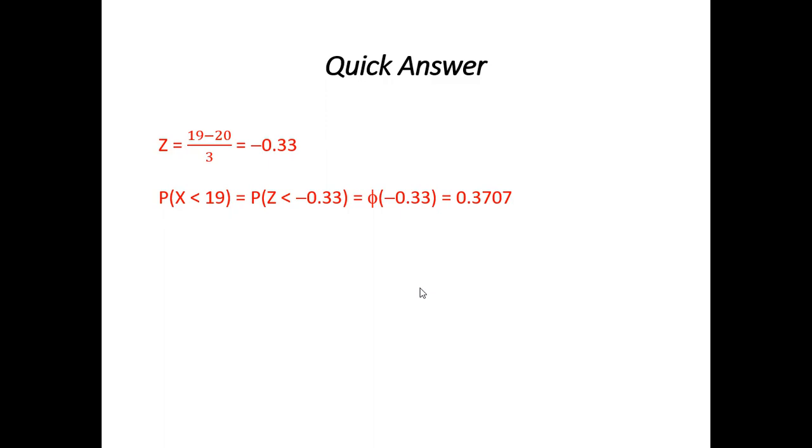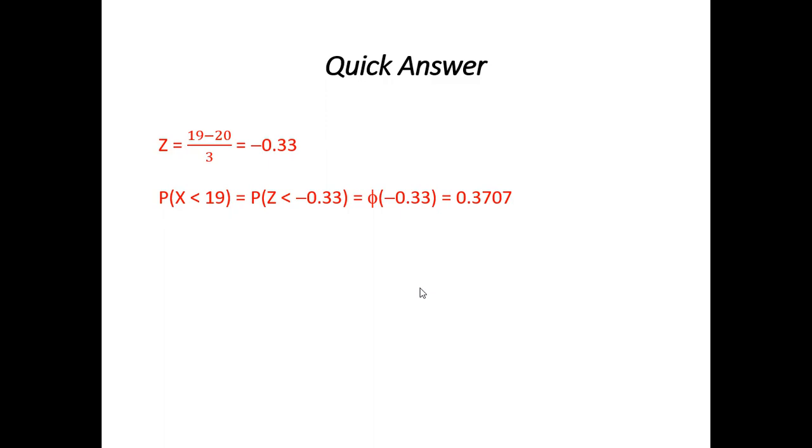Okay, did you get 0.3707? Let's see how we could come up with this answer. As a first step here, I calculated the z-value. Now it's 19 minus 20 over 3. And so this will give us negative 1/3.